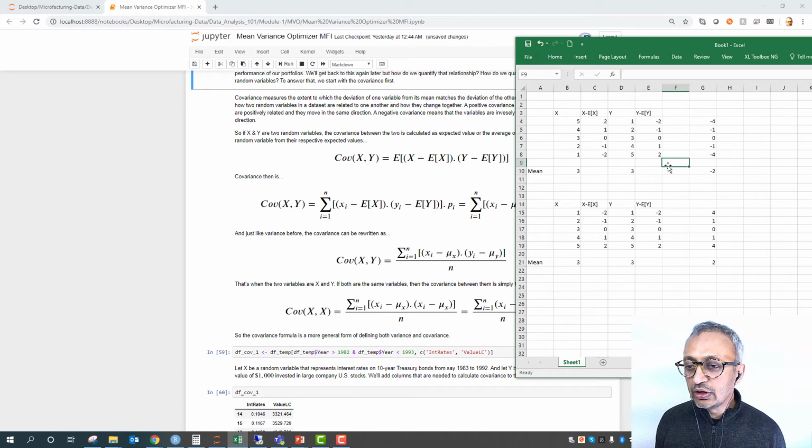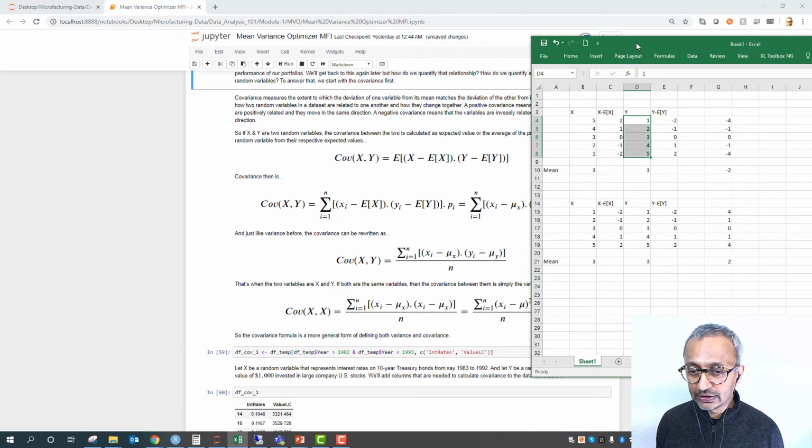Let's pull out our Excel. We can do it in here, but let's do it in Excel. So let's say you have one random variable which has values 5, 4, 3, 2, 1, and another random variable y which is 1, 2, 3, 4, 5. We are going to put this side by side, and x minus ex, we are going to calculate that for each row.